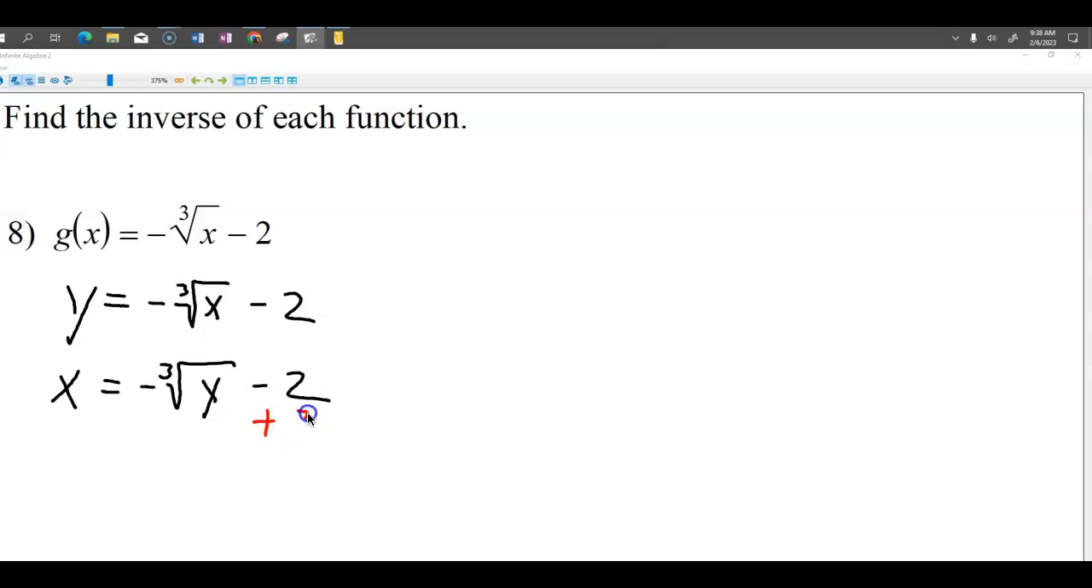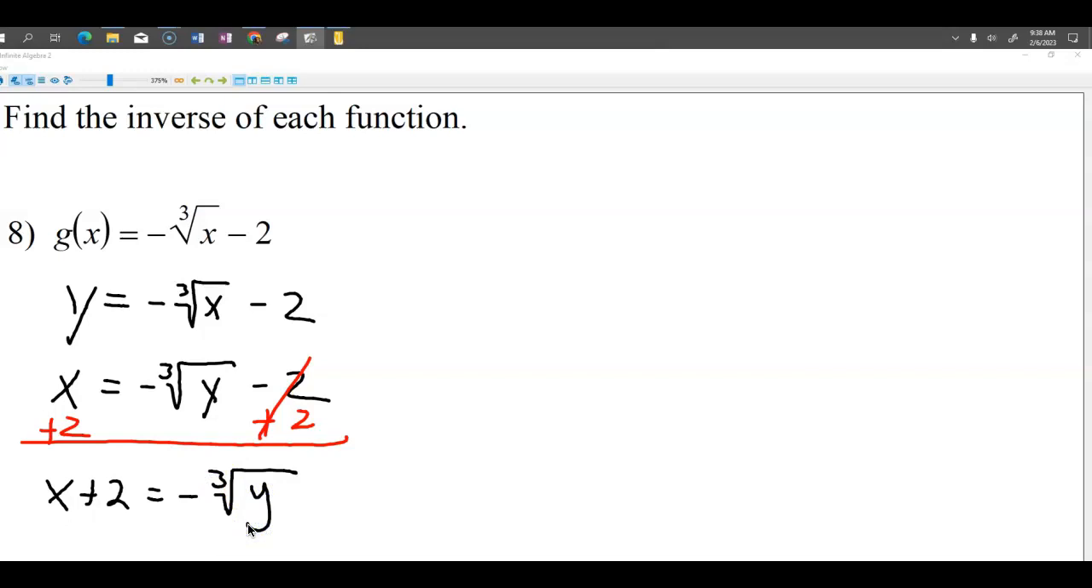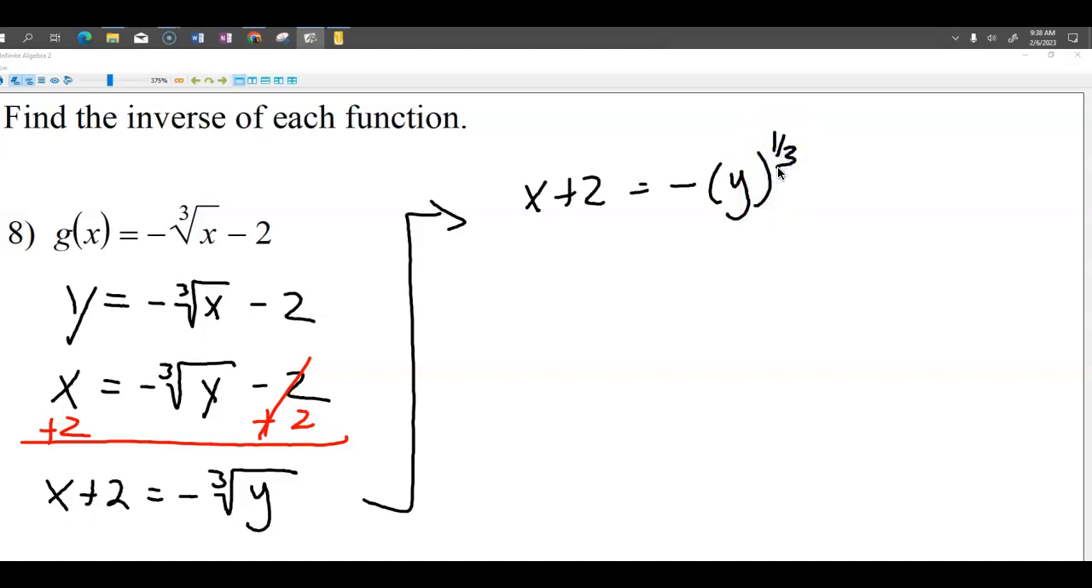What I would do is I would add 2 on both sides first. Anybody want to take a crack at the next step? Okay, I'll take that. So Shakir had suggested changing that radical to 1/3 power. We can do that. That might be helpful. Any thoughts? Next.